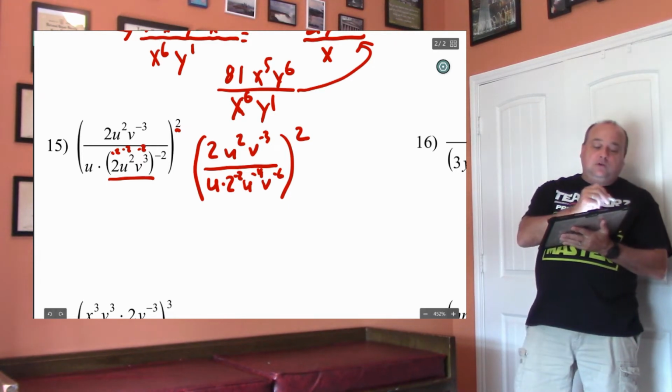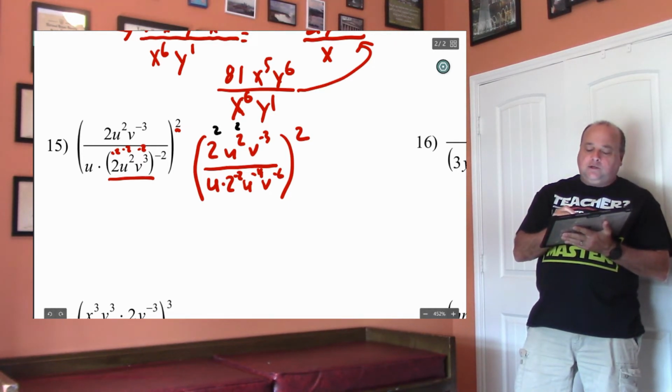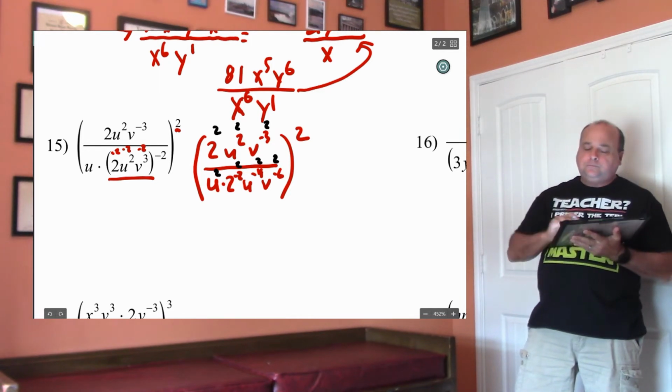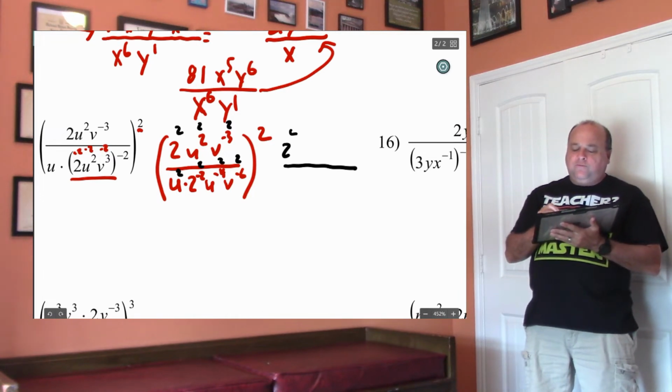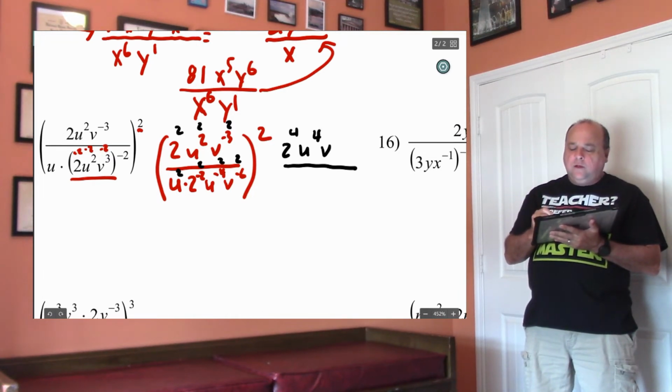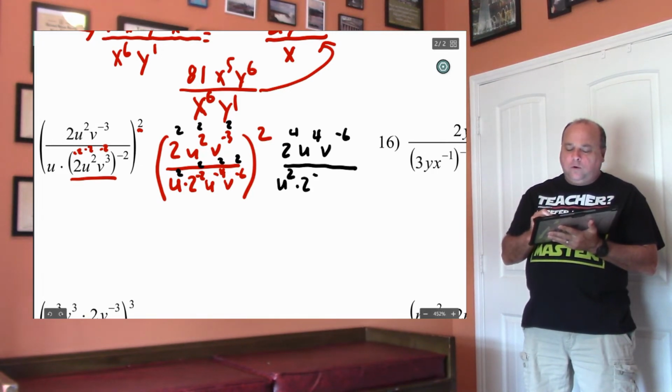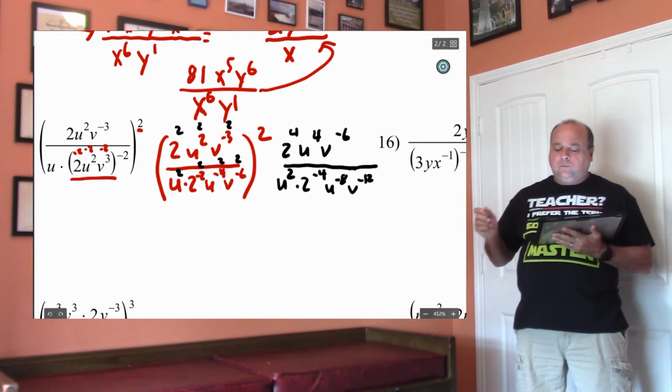Now then I'm going to distribute the 2. This gets really, really tricky. Every single exponent will get multiplied by 2. Okay, I'm going to draw a fraction bar. This is going to be 2 to the 4th, u to the 4th, v to the negative 6, u squared, 2 to the negative 4, u to the negative 8, and v to the negative 12. Okay?